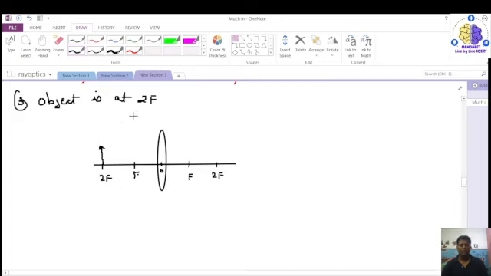Now the incident ray parallel to the principal axis, after refraction will pass through the focus. Then the second light ray, let it pass through the focus. So after refraction it will travel parallel to the principal axis.